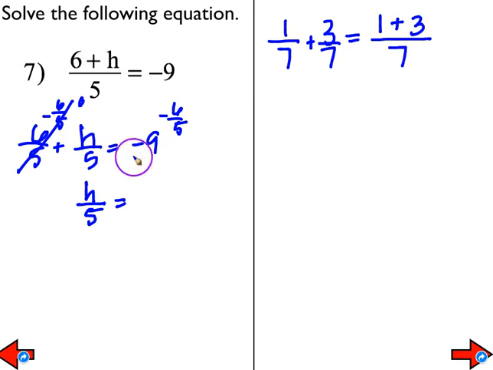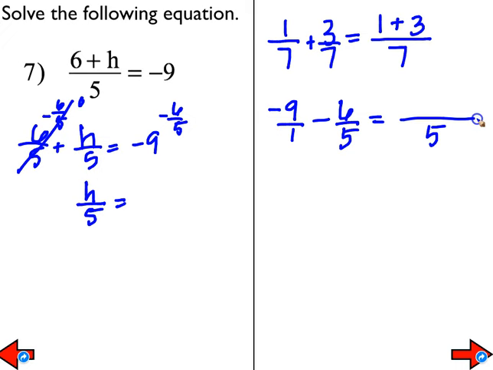I don't know what this is off the top of my head, so I'm going to do side work. So it's going to be -9 over 1, make it into a fraction, minus 6/5. 5 is my lowest common denominator. I'm going to have to multiply this denominator by 5. So multiplying the numerator by 5, leaving me with -45 minus 6, which is going to leave me with negative 51 over 5. So I'm going to write that here.